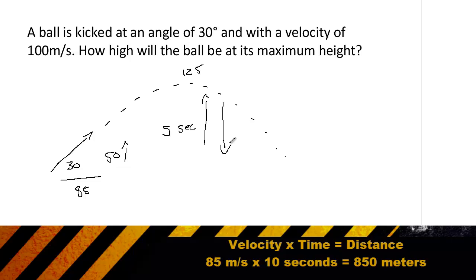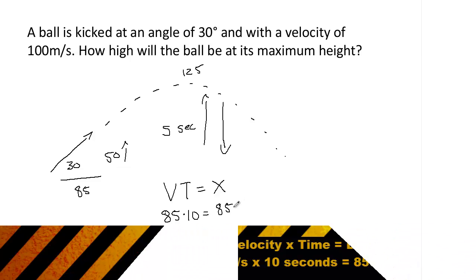If we wanted to calculate the horizontal distance, we would again use the same equation that velocity times time is equal to distance. Our horizontal velocity is 85. The total time the ball is in the air, 5 seconds up, 5 seconds down, is 10, giving us a total horizontal distance of 850.